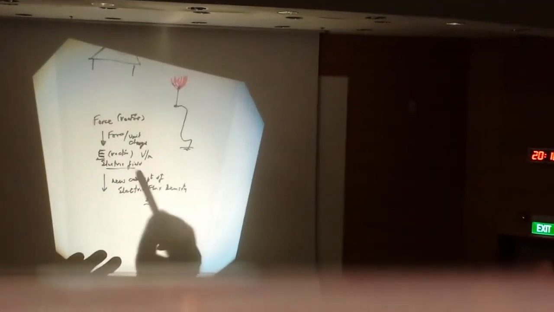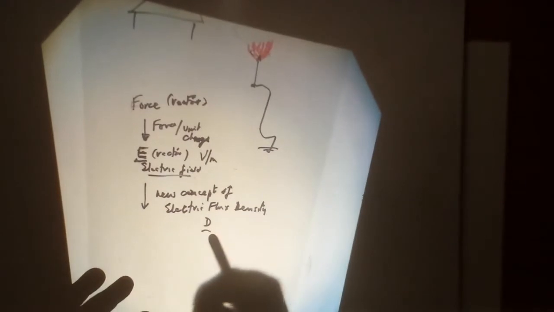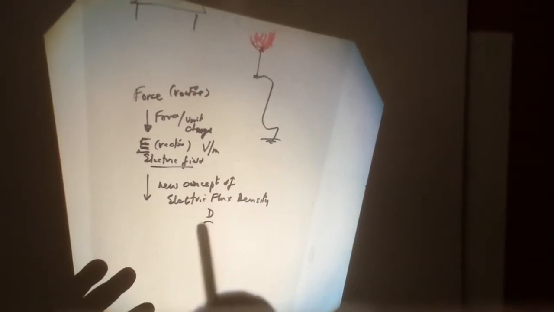So if I calculate E directly, the vector, it is more work. But if I calculate D, I can exploit something called symmetry. Having found D, what is E? Very simple. D is equal to epsilon naught, epsilon R times E. So if I find D, I can find E by dividing by epsilon R.